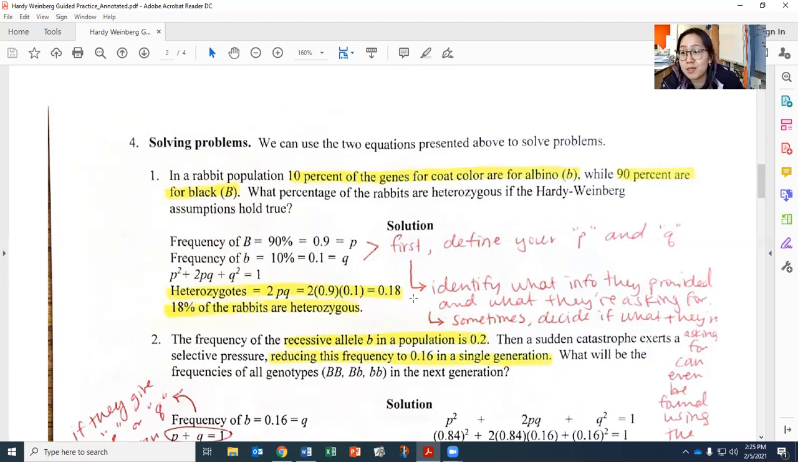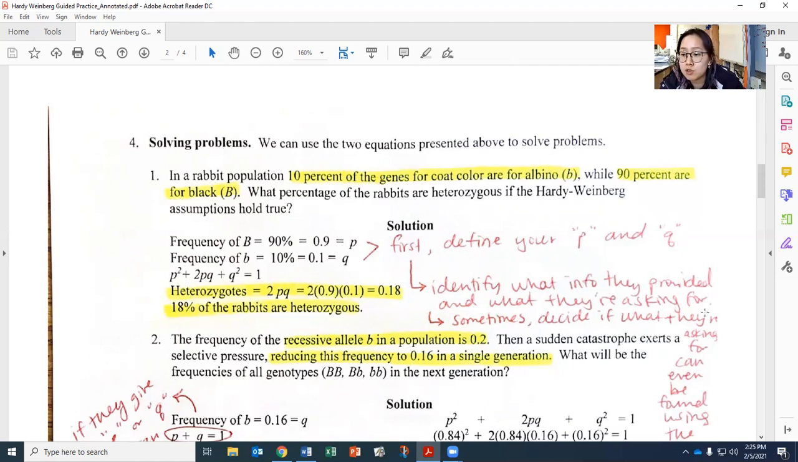If you just write 0.18, you will not get points on questions like these. Make sure you're stating what the percentage or the frequency is for whatever phenotype the question is asking for. It's always really helpful to circle or underline in the question what exactly it's asking for at the end of the question. So again, identify what information they're providing and what they're asking for.